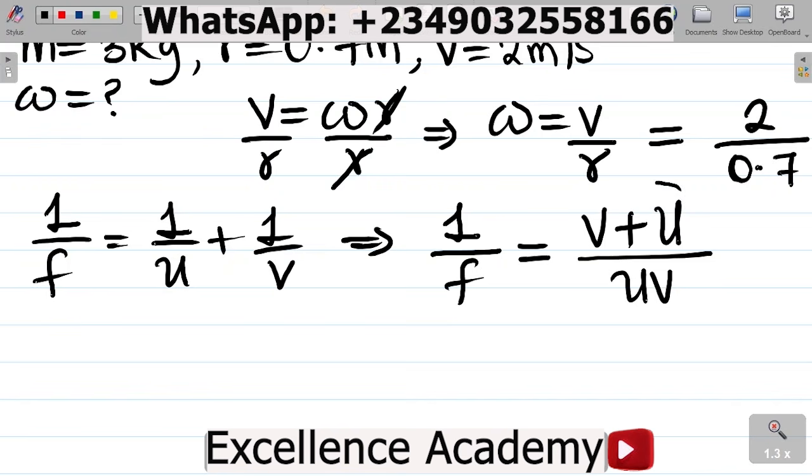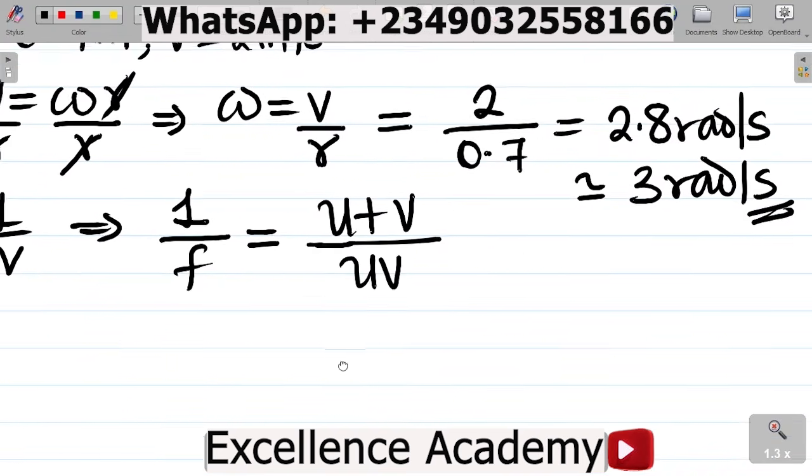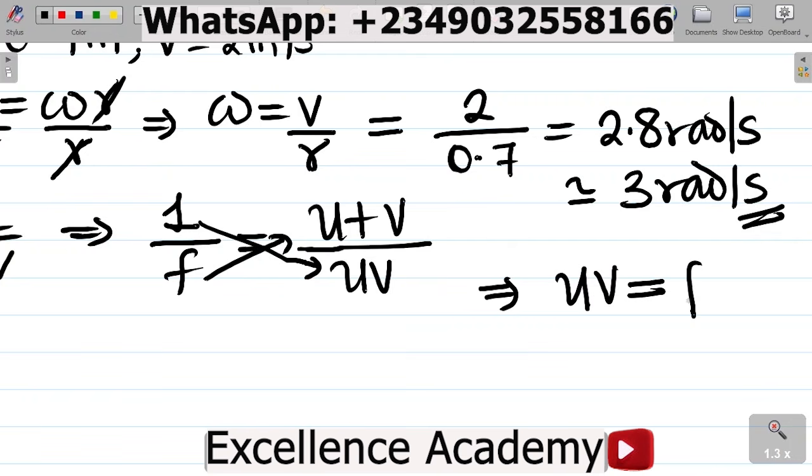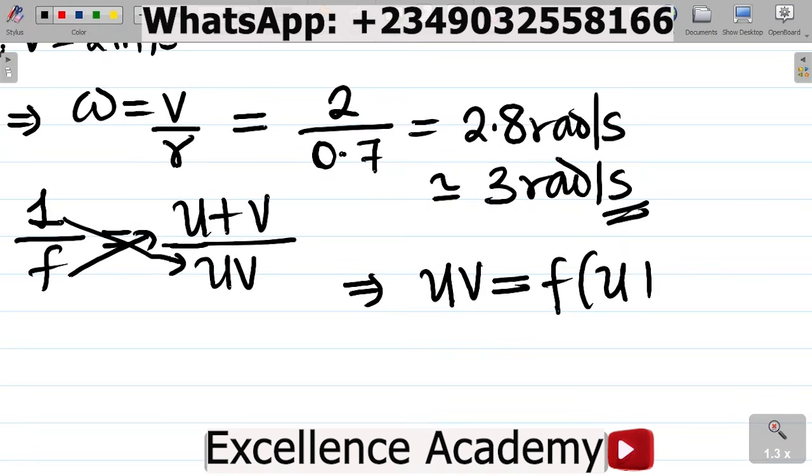And we know that we can rewrite V plus U as U plus V, and that's correct. So I'll just come here and change this from V plus U to U plus V. It's the same thing, all right? So we'll have that 1 over F is equal to U plus V all over UV. Proceeding with this, if I cross multiply, 1 times UV gives you UV, which is equal to F times (U plus V), that is F into (U plus V).